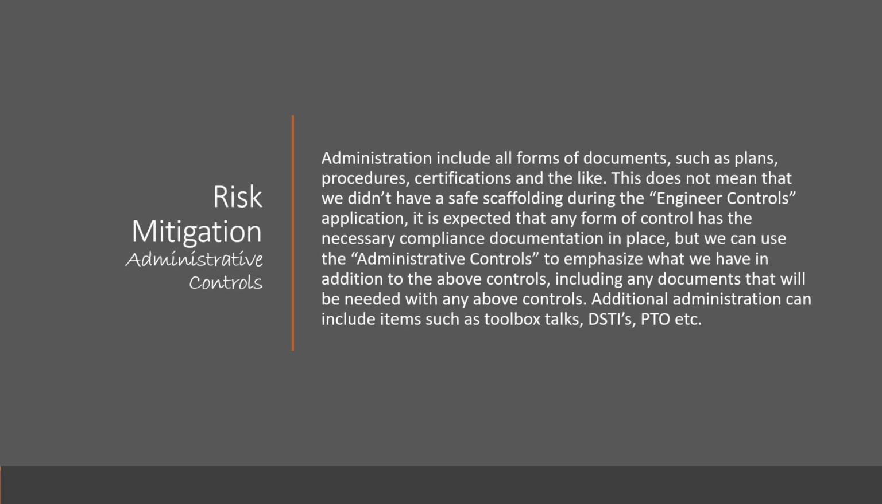The next hierarchy of control then is considered. This is administrative controls. Administration includes all forms of documents, such as plans, procedures, certifications, and the like. This does not mean that we didn't have a safe scaffolding during the engineering controls application, but it is expected that any form of control has the necessary compliance documentation in place.